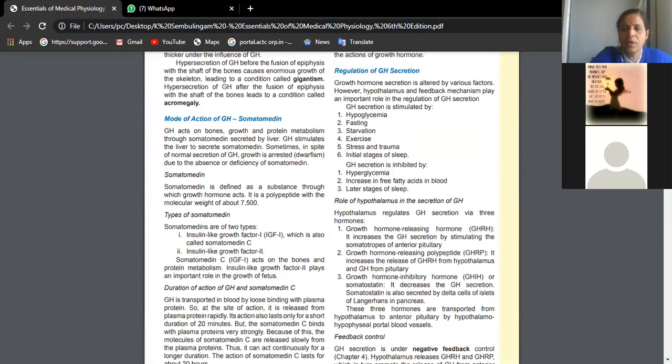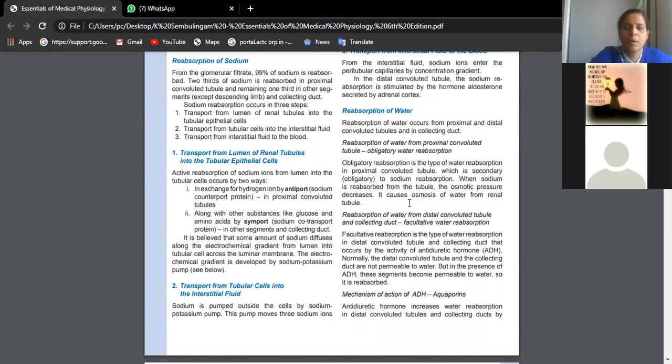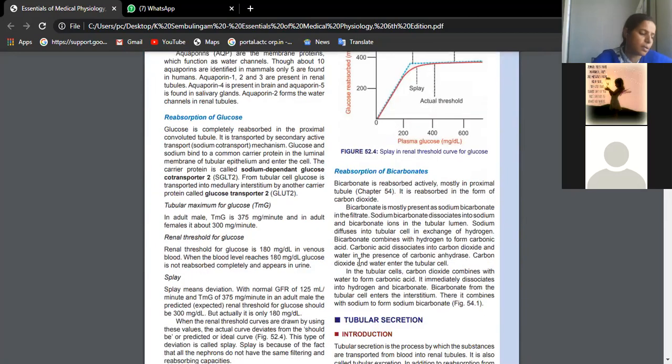What are the various substances which are reabsorbed? Reabsorption of water, reabsorption of glucose, isn't it? So many sodium, chloride, so many chemicals are reabsorbed from the renal tubules, nothing but PCT, loop of Henle, and DCT. Now he is asking specifically reabsorption of bicarbonate. Bicarbonates are reabsorbed actively in which part of the nephron? It is the proximal convoluted tubule.